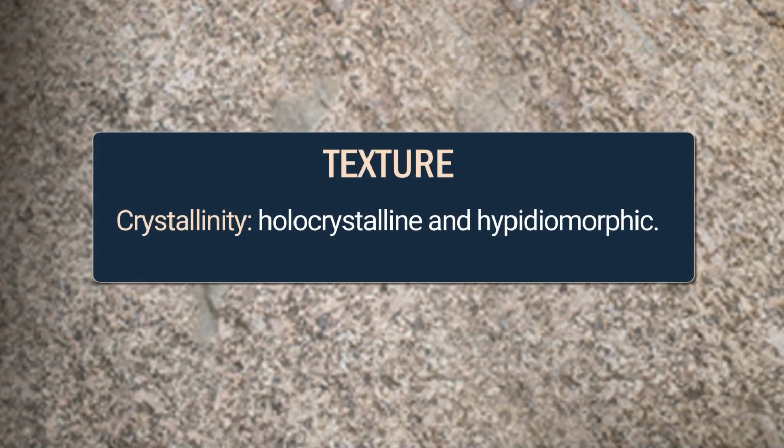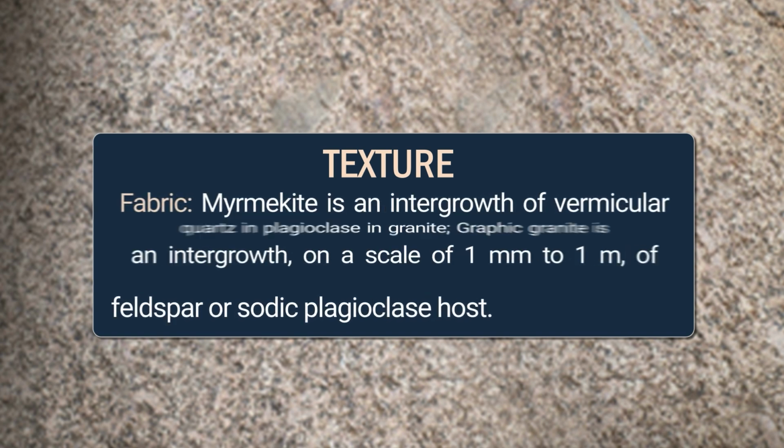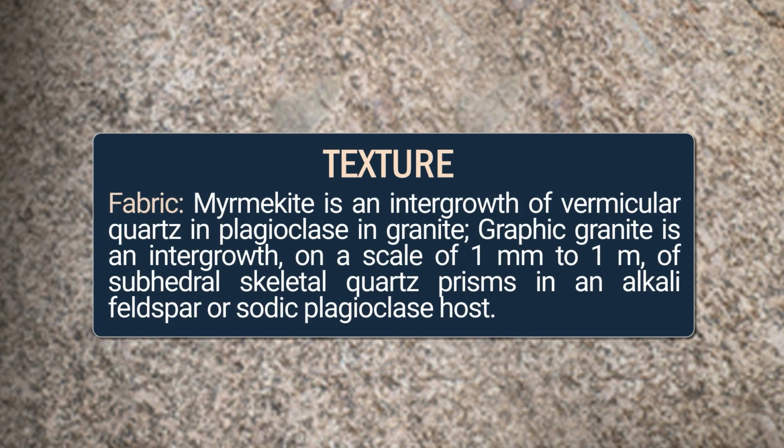Texturally, granites are usually holocrystalline, well formed crystals, and hypidiomorphic, that means the grains sometimes may be euhedral or maybe subhedral. Granularity wise, these grains are almost of equal size, they are phaneritic, and as mentioned, porphyritic texture can also be observed where phenocrysts of feldspar are surrounded by smaller quartz and feldspar grains. That means phenocrysts will be relatively bigger in size than the groundmass constituent minerals, in this case quartz and feldspar. Fabric wise, many intergrowth textures are seen in granites.